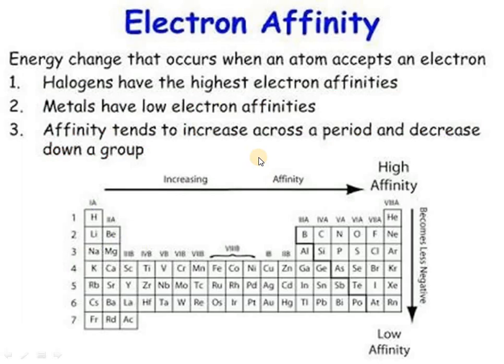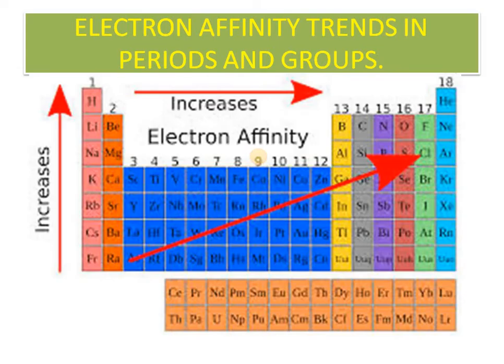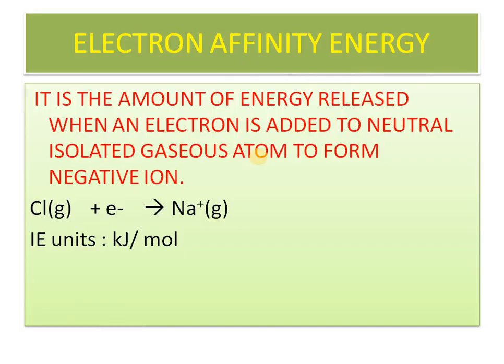Okay. Now we are going to talk about electron affinity. Electron affinity is the amount of energy released. Previously we were talking of ionization energy required. Now this is released when an electron is added to a neutral isolated gaseous atom to form a negative ion. So if you take Cl gas, please remember Cl is not stable as such. Cl2 is there.